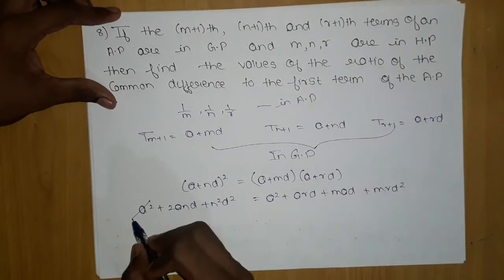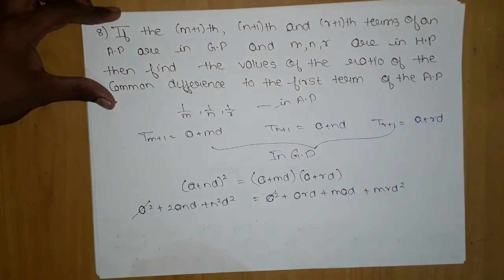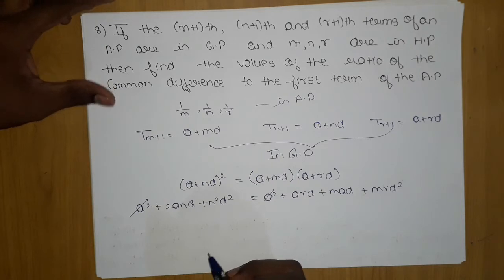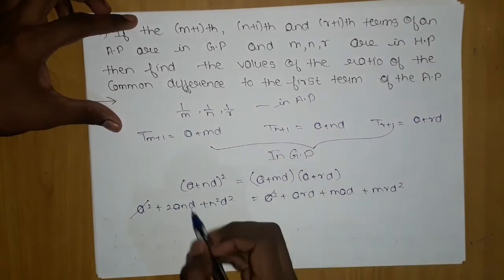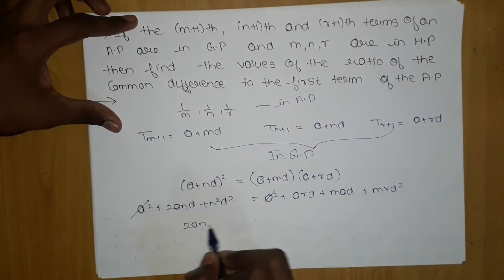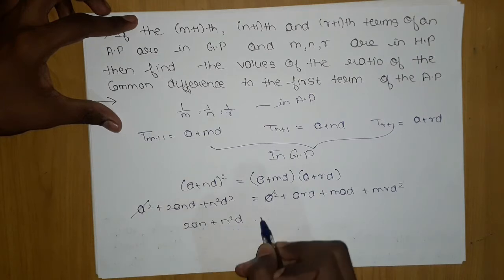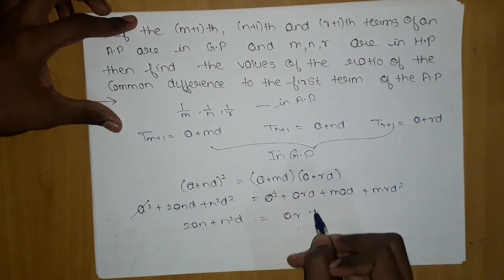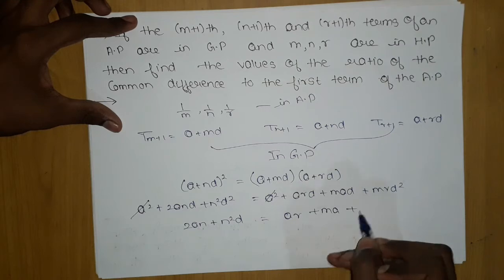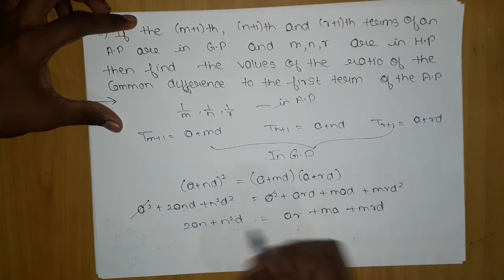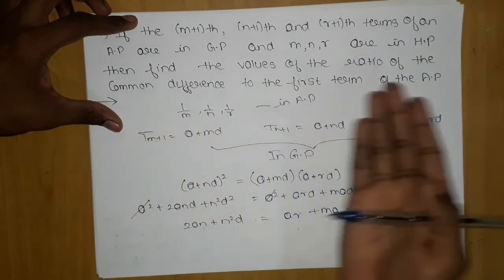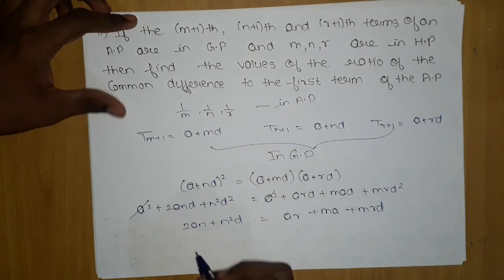We can clearly see a² is cancelling out. We want to find d, so one d will cancel out from all. What we have finally is 2an + n²d should be equal to ar + ma + mrd. Okay, now let's move on to the d, because we want the d upon a ratio. We want to find the d upon a ratio.